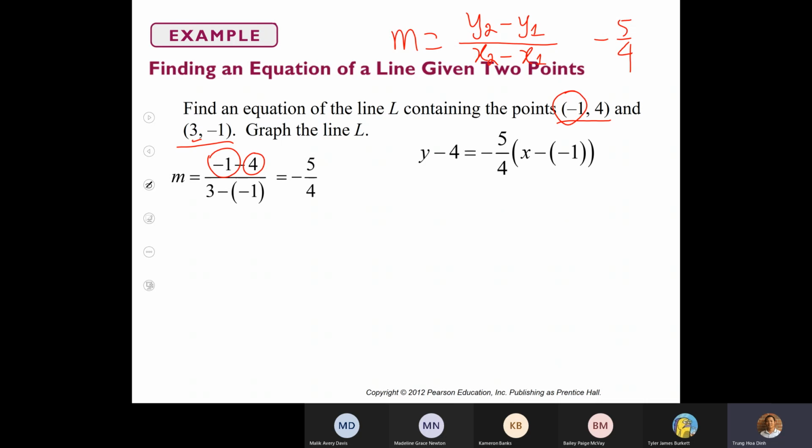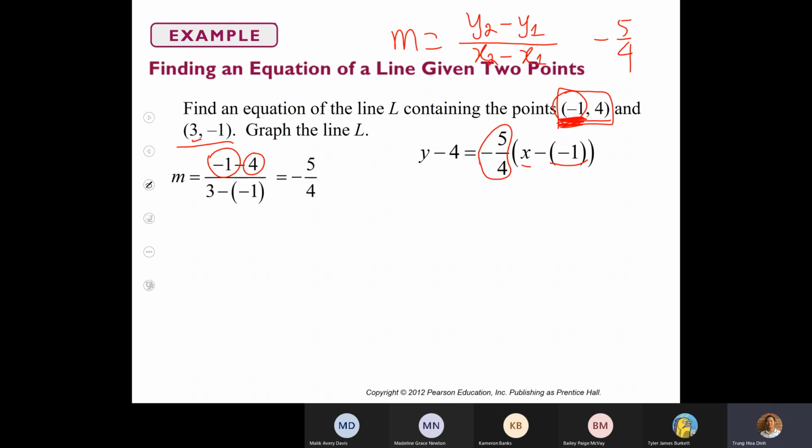Your equation looks like y minus 4. In this case, they choose this point. That's fine. You may choose the second point, and then we see the equation is actually the same. So y minus 4 equals the slope, -5/4, times x minus -1.